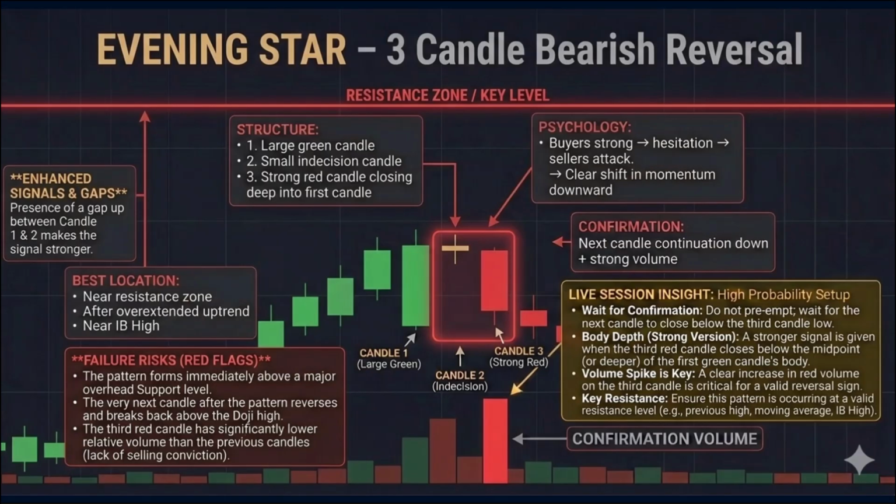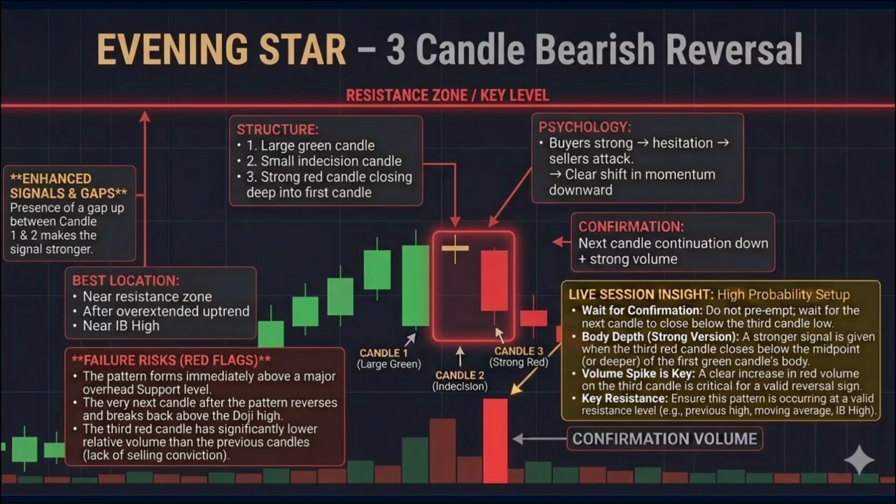Okay, so let's move on to our next topic. Similar to morning star, we have an evening star. So what is evening star? This is a three candle bearish reversal. So what I mean by reversal here, let's try to understand. This is a signal which marks a potential end of an uptrend.